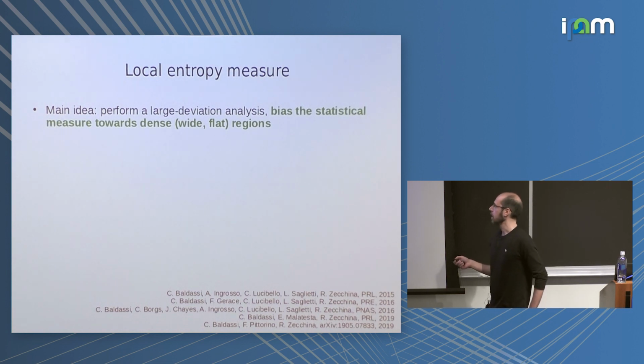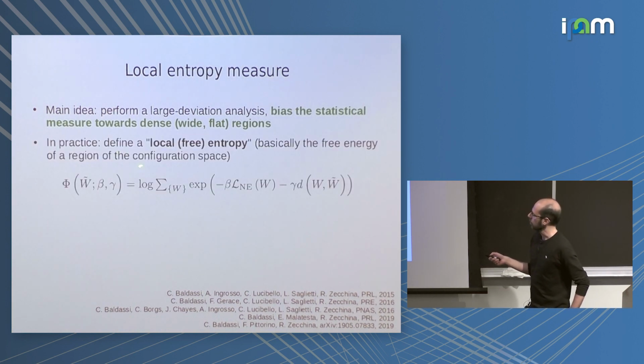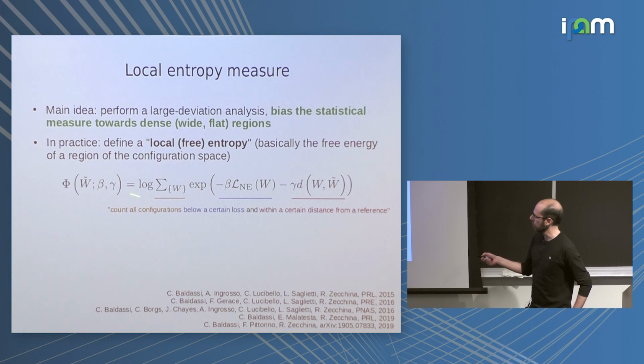Now, again, a quick summary of the main idea of the local entropy measure is that we perform a large deviation analysis, and we want to bias the statistical measure, moving away from the Gibbs measure and biasing it towards dense regions, either wide and flat regions, which we do by defining this potential. Here I am showing the more general version with the temperature, so we call it local free entropy if you want to be precise. That's a potential that depends on the configuration, and the expression here can be interpreted more or less like this. Except for the log, what we are doing is counting all configurations that are within a certain loss or energy, if you want, and that are within a certain distance from the reference. So this W tilde is the reference, and we move that around.